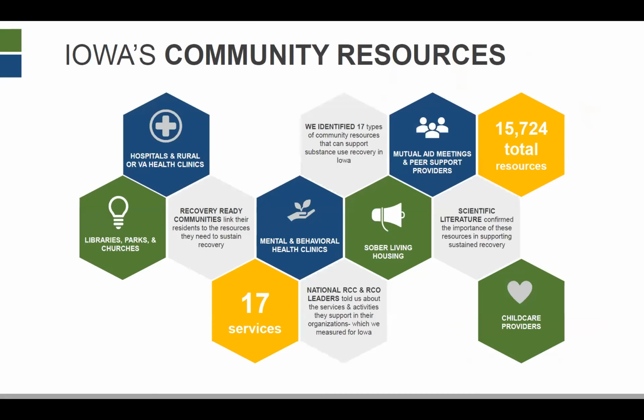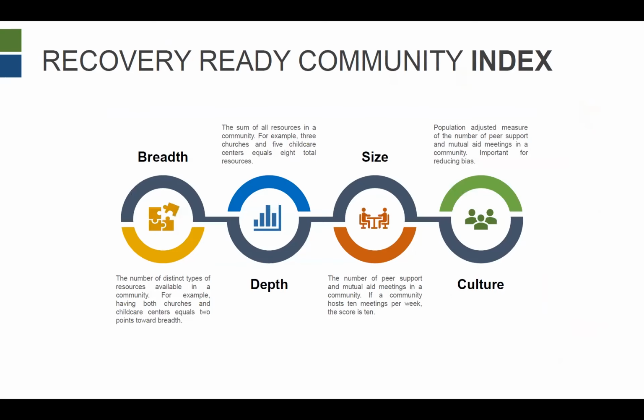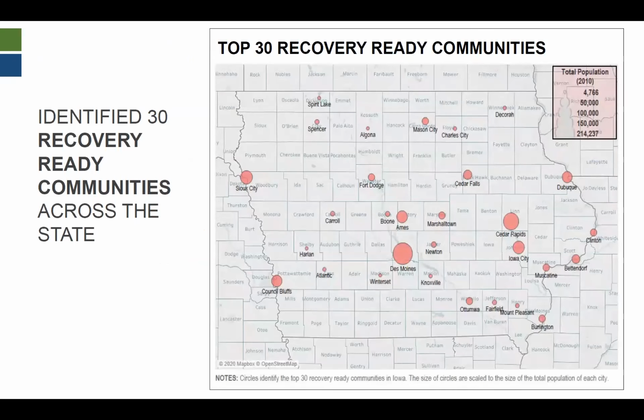Here's a better slide. You can see all of that. And we mapped that. And then we created an index where we weighted things differently and measured the breadth and depth and size and culture of recovery in our state. And we identified the top 30 communities in our state that had the resources that they could leverage to hit the ground running with an infusion of funds from our state partners.